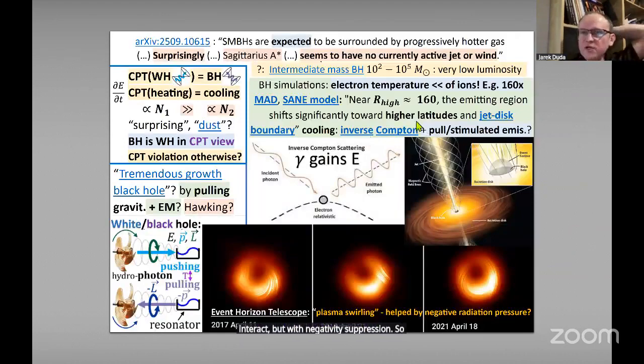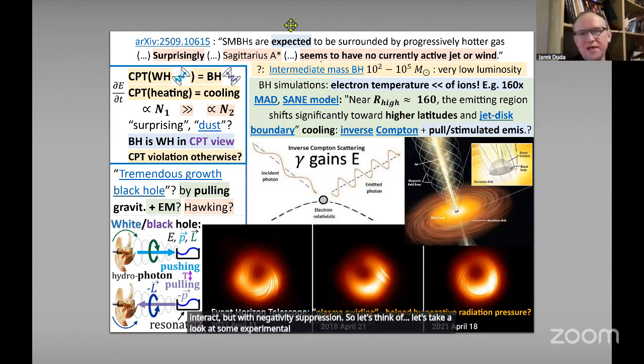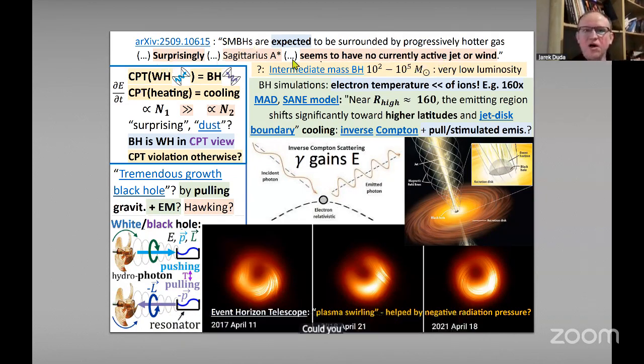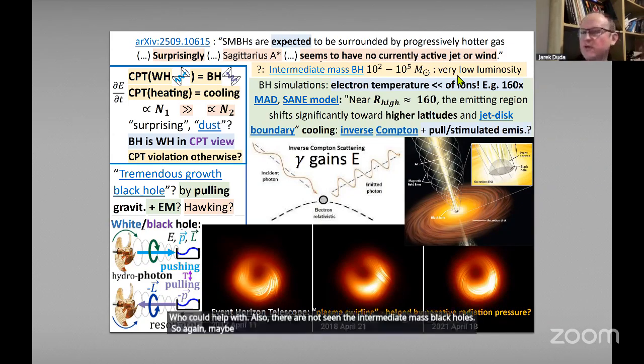So let's take a look at some experimental evidence. We would expect active cooling by black holes, symmetrically to active heating by white holes. There are many articles saying that it's surprisingly cold, that they expect something, but it's missing around a black hole. So this active cooling could help with that. Also, intermediate mass black holes are not seen. Again, maybe this active cooling could put them in a sweet spot that makes them less visible.